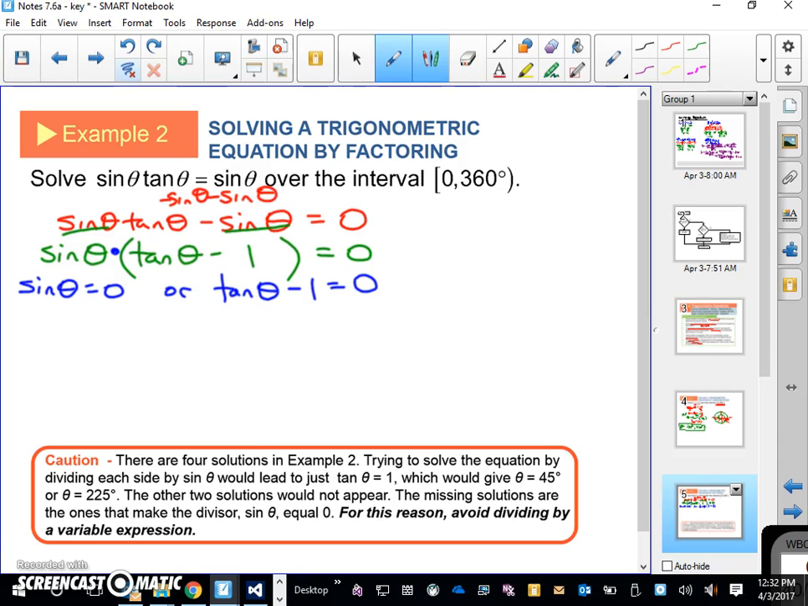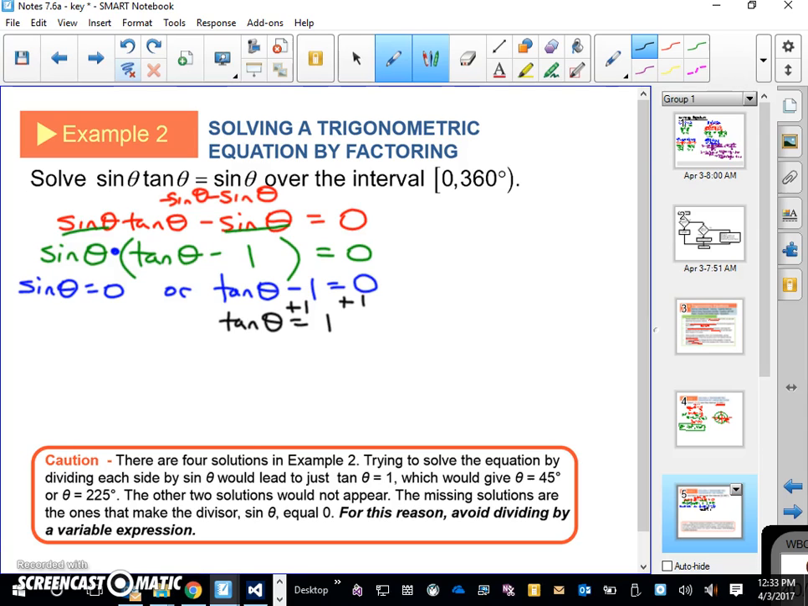Let's do tangent theta minus 1 first. I think it's a little bit easier. I would try to isolate the variable, so I'm going to add 1. I've got tangent theta equals 1. If you're going to use a calculator, you're doing an inverse tangent. Inverse tangent of both sides, inverse tangent of 1, that's going to give you the reference angle. But I'd rather you use the chart on this. We should recognize that that 1 is going to come from a chart.